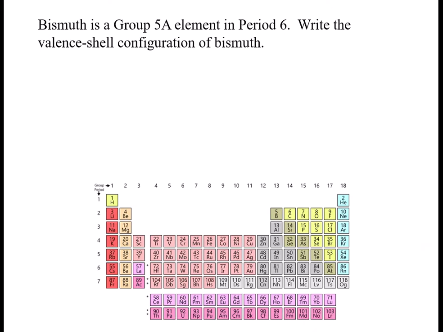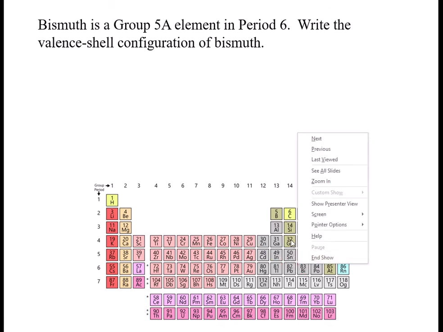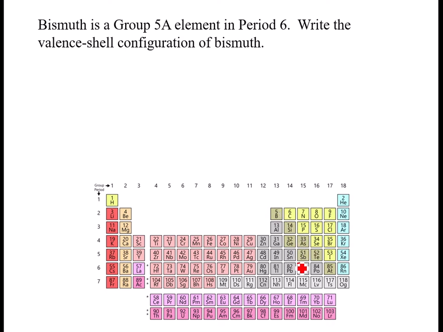So the question becomes to write the valence shell configuration of bismuth. Okay, so we have to find bismuth first. Bismuth is right here on the periodic table. So the previous noble gas is xenon. So I have xenon. Okay, I come down here. This is the 6th row, so it's going to be 6s2.